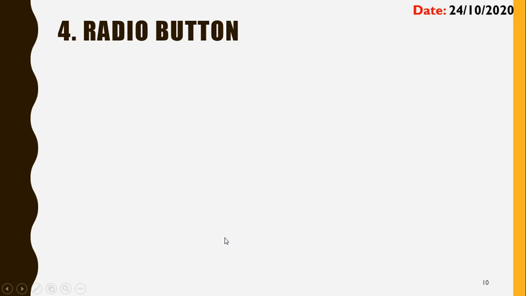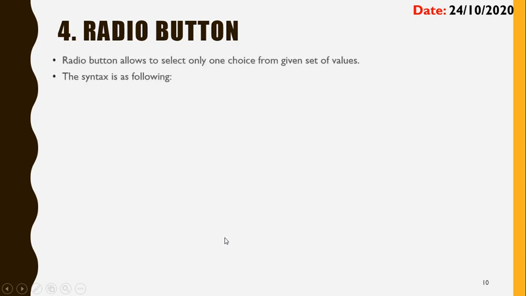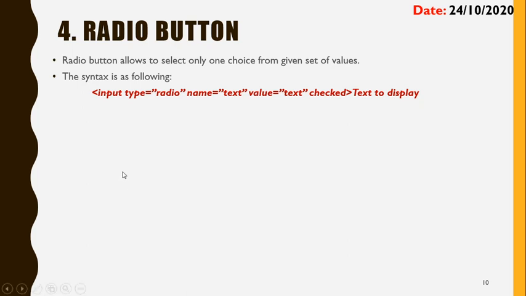And the fourth one is the radio button, and the radio button is used to select one choice from the given set of values. The syntax or the rule is like this. You have to write input and then type equal to radio, and then you have to write the name.